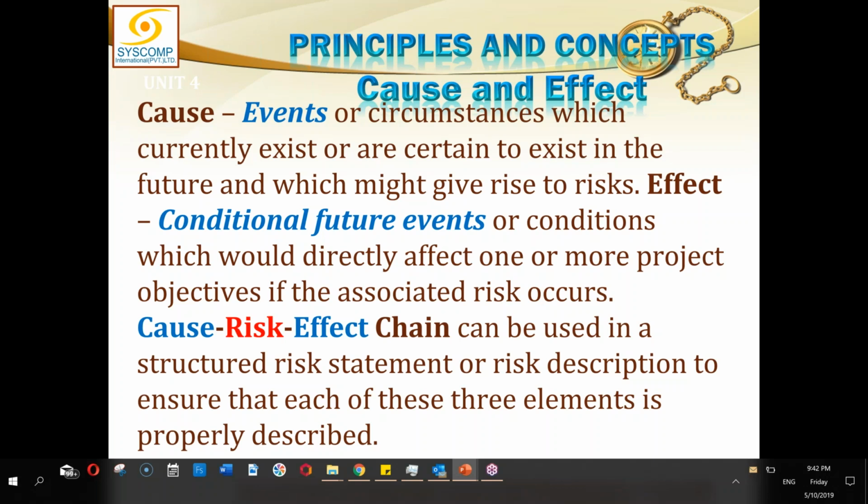The effect is a conditional future event, the consequence of that risk, or conditions which would directly affect one or more project objectives if the associated risk occurs. So risk, as I said, is risk only when it is able to affect your project objectives, which are scope, time, and cost. And these are the three baselines we have: scope baseline, schedule baseline, and cost baseline. If any of these baselines is disturbed, only then it is a risk. If it is a risk, then there is uncertainty in this risk, and there is a cause of this risk, and as we said, there is an effect.